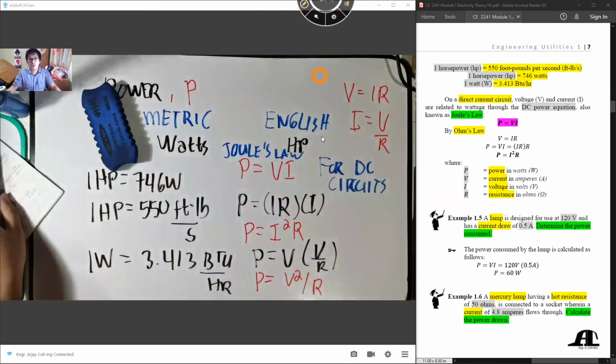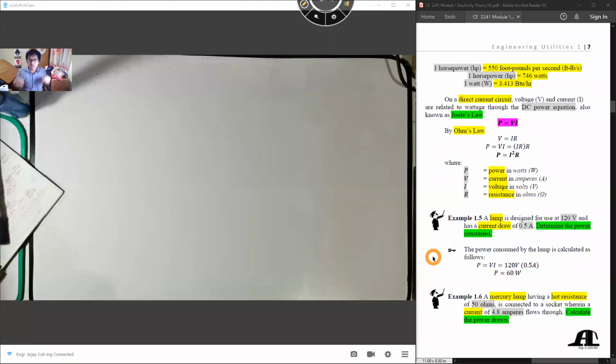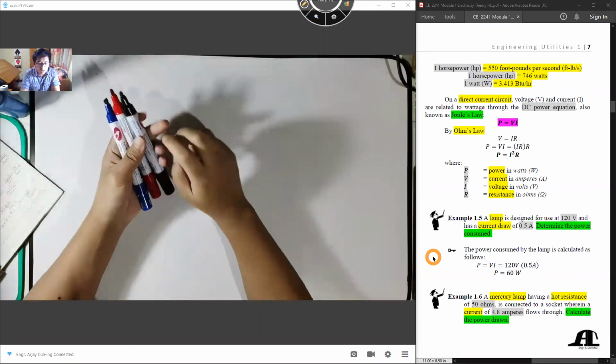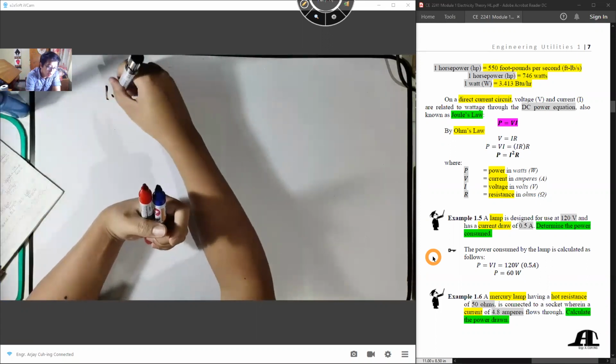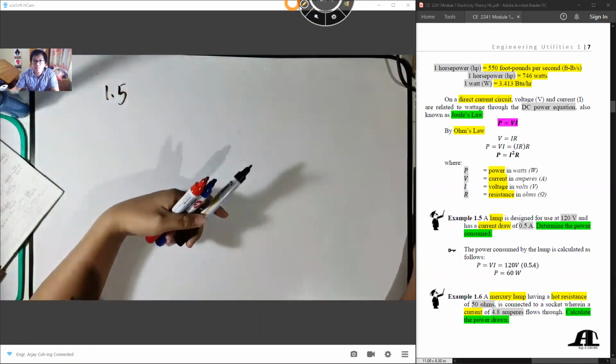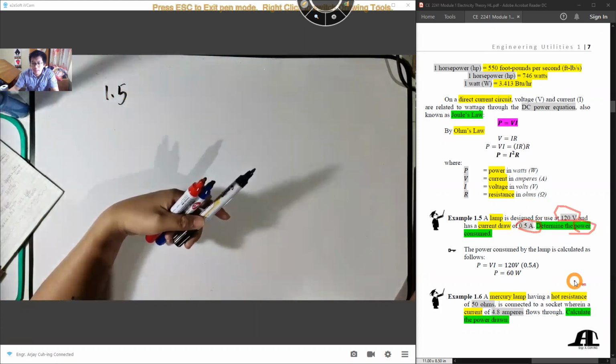So, i-erase ko lang yung board. Okay? So, para mas mag-gets natin class, yung previous discussion, i-apply natin class in terms of examples, problem solving. So, unahin natin class yung problem 1.5. So, again class, anong gusto niya mangyari dito? So, kunin lang daw natin class yung power given a voltage of 120 tapos a current of 0.5.